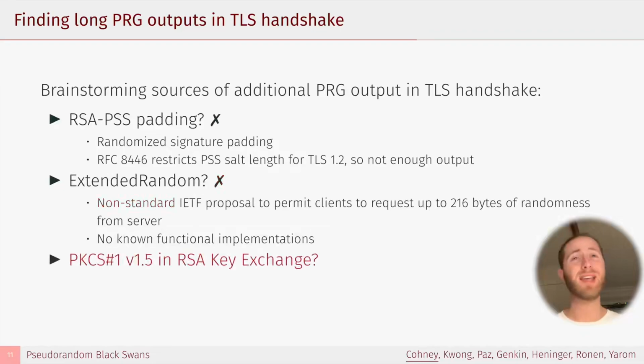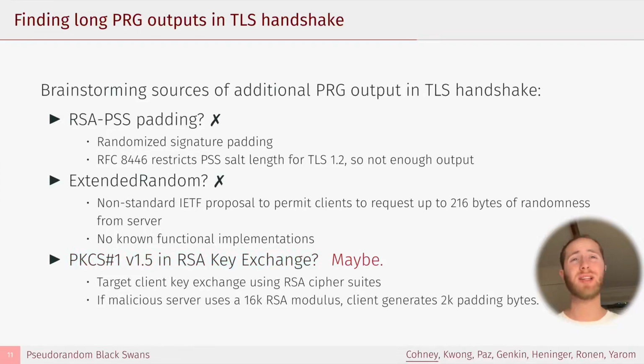Last but not least, PKCS number 1 v1.5 padding. Well, this is a familiar bugbear and perhaps the solution to our problems. It turns out if the server uses a really large RSA modulus, the client will generate a correspondingly large amount of randomized padding, which the server then gets to observe. So, if you get a malicious website to serve a really large certificate, once a client encrypts the TLS pre-master secret to their certificate and sends it over, the server can decrypt the message and see the randomized padding.